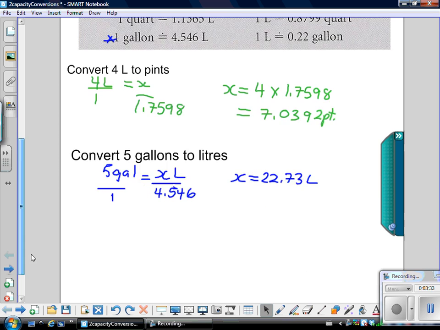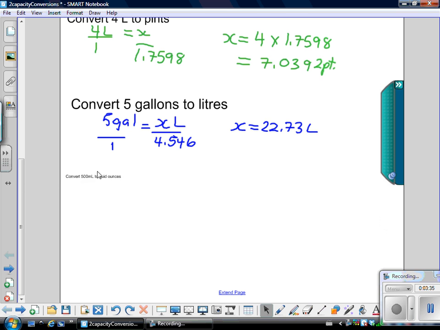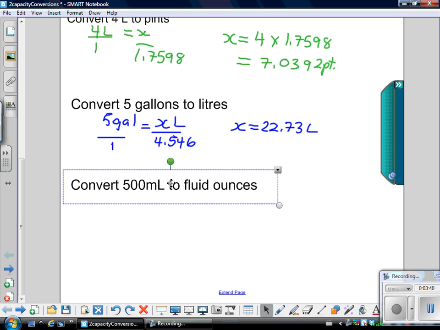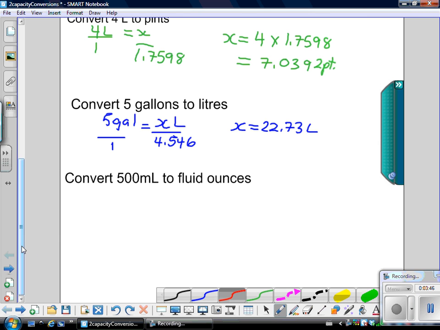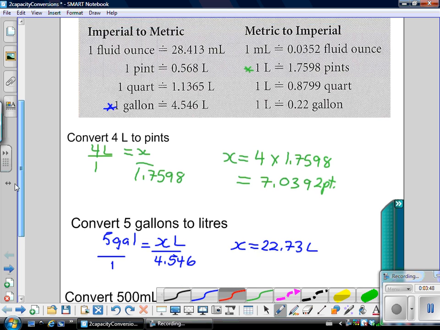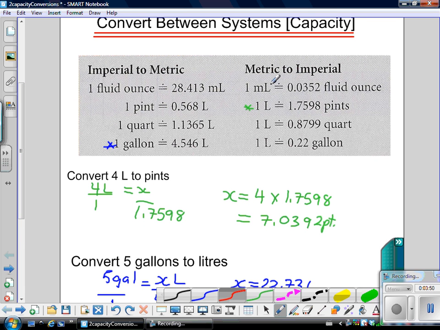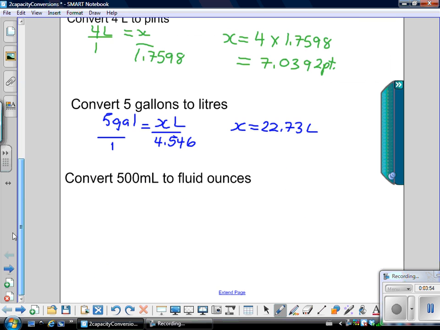Okay, and our last question is converting milliliters to fluid ounces. Again, what we need to do is we need to find our conversion. So milliliters to fluid ounces. Milliliters, fluid ounces, there it is. So again, it's just a matter of coming down here and actually typing that in.